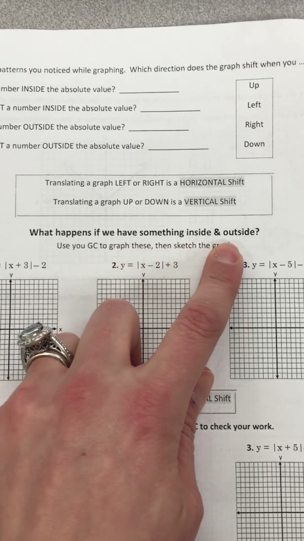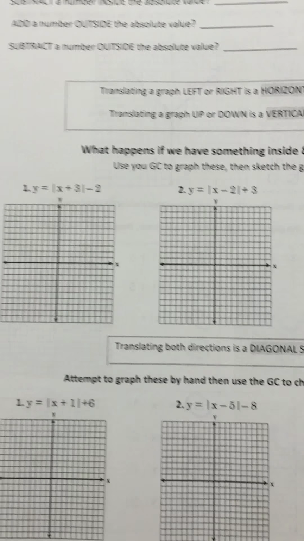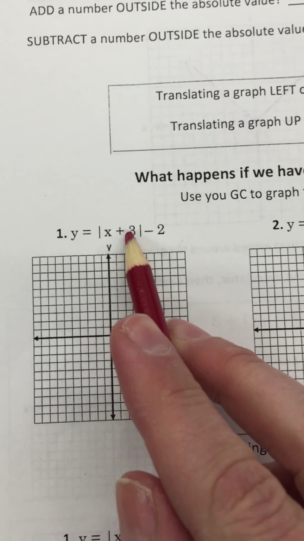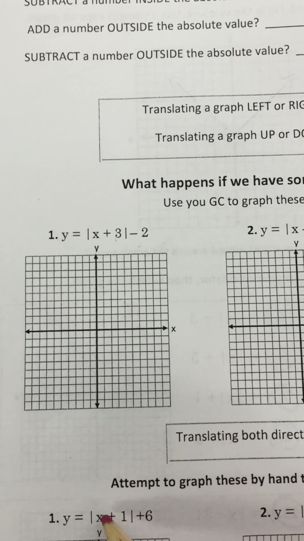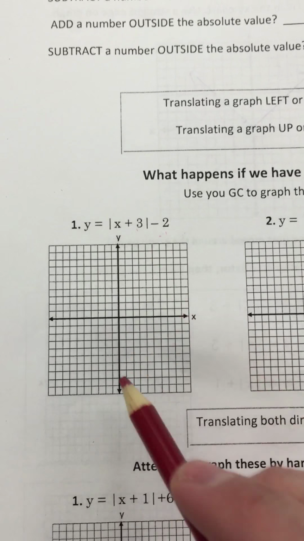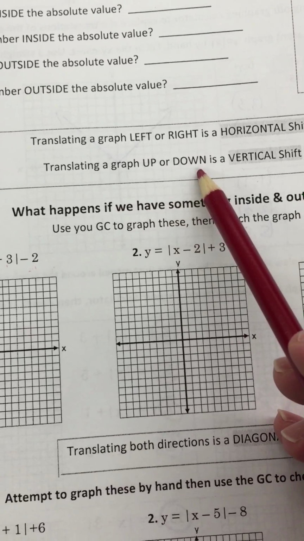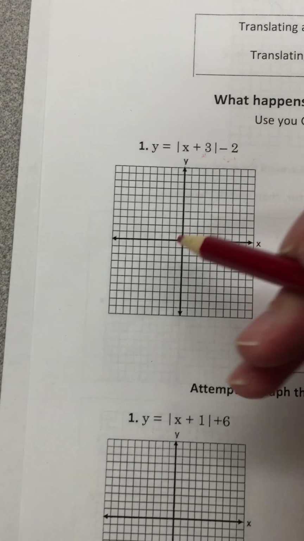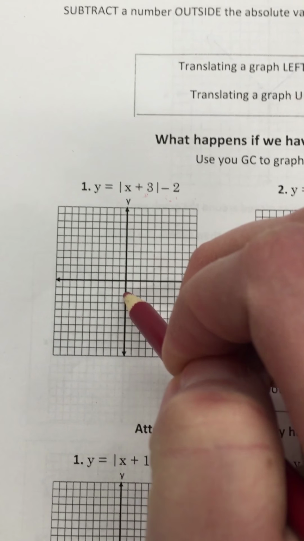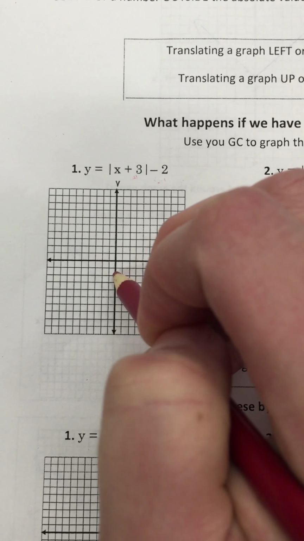Now what happens if we have something on the inside and the outside? So for this one, I have a plus 3 and a minus 2. Now remember, on the outside it means that we're going to go up and down. Translating up and down is a vertical shift. On the inside, that means we're going to go left to right. Left to right is a horizontal shift. When I have a negative 2 on the outside, that means I'm going to go down 2. When I have a plus 3 on the inside, that means I'm going to go to the left 3. So I go down 2 and to the left 3, and that is where my V is going to start.